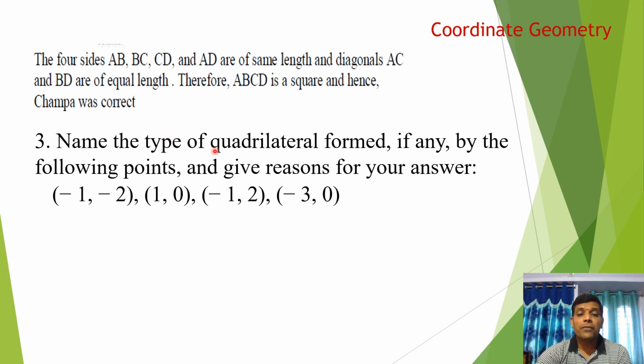Name the type of quadrilateral formed, if any, by the following points and give reasons for your answer. What is the given question? Name the type of quadrilateral formed, if any, by the following points and give reasons for your answer. The given points are (-1, -2), (1, 0), (-1, 2), (-3, 0). Coming to the solution.